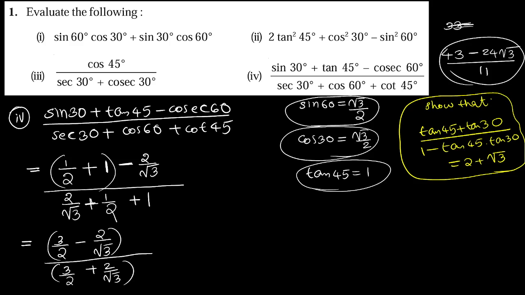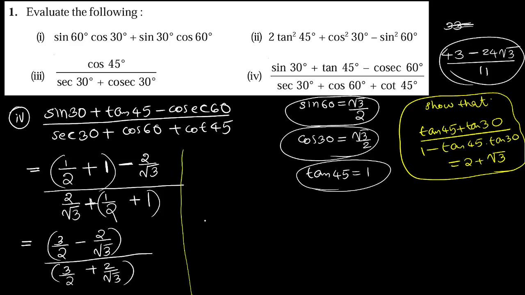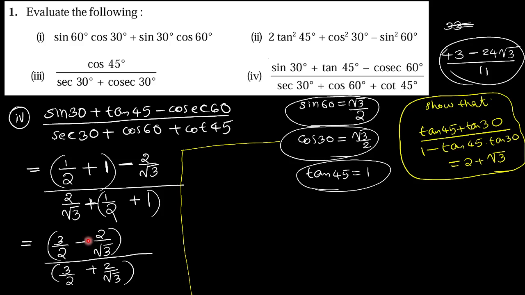Is that okay, Nishit? If you don't understand, please tell me. 1 by 2 plus 1 is written as 3 by 2. That step is written. Is that okay? Please respond. Nishit, Samriddhi, all of it clear? Everyone is okay? Okay. The next step is, do the cross multiplication. 3 root 3 minus 4.